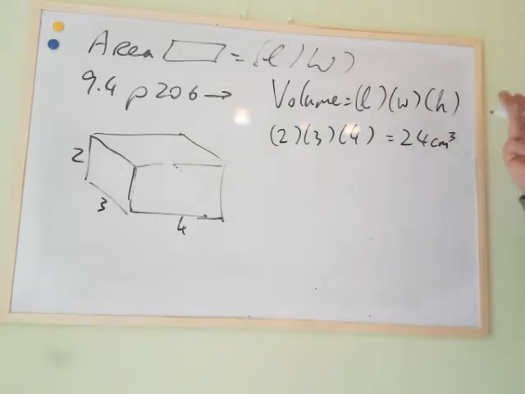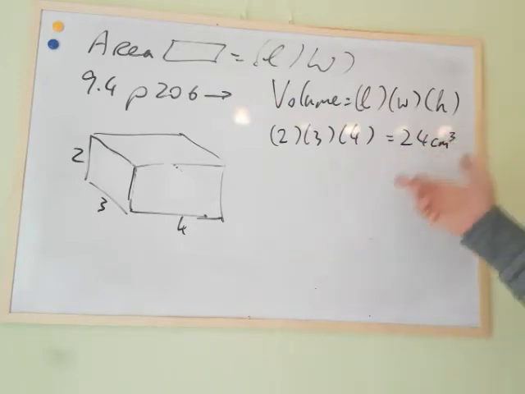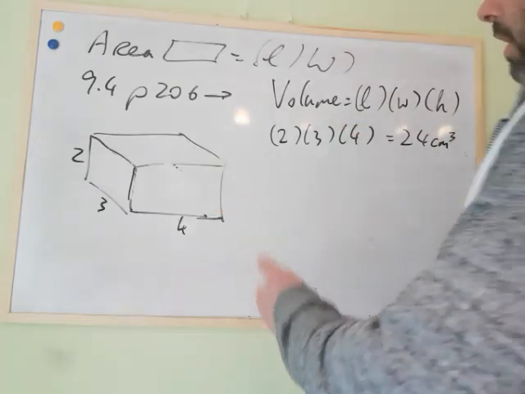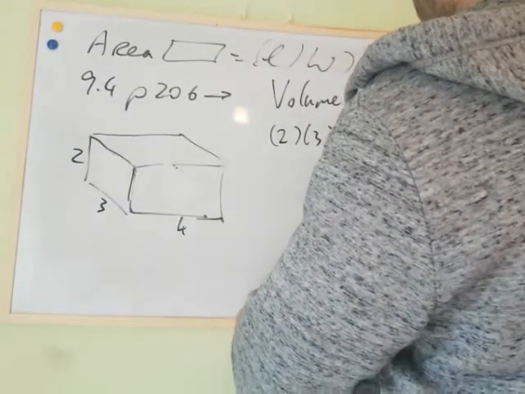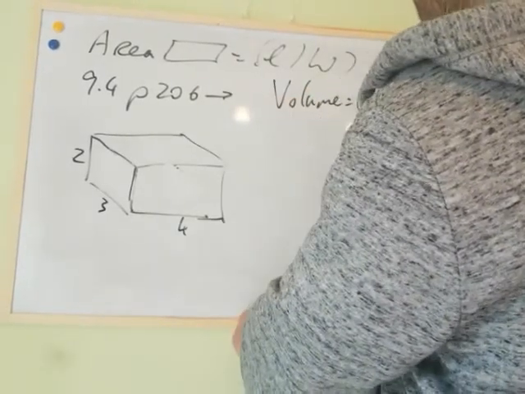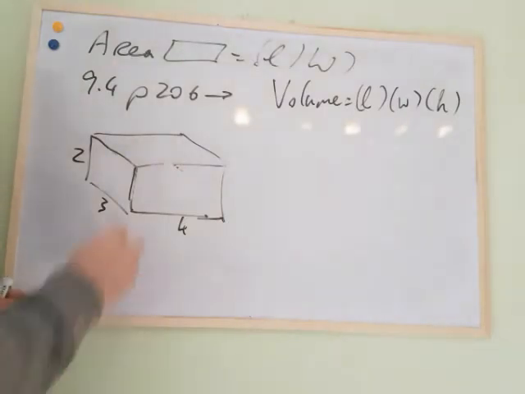cubed, to the power of 3. Why to the power of 3? Because we're multiplying by 3 dimensions, length, width, and height. Area, power of 2, because we multiply by 2 dimensions, length and width. And that, folks, is how you get the volume of a rectangular solid. I'm going to do another example here, and then we're going to leave it. Well, actually, I'm going to do 2 more examples.